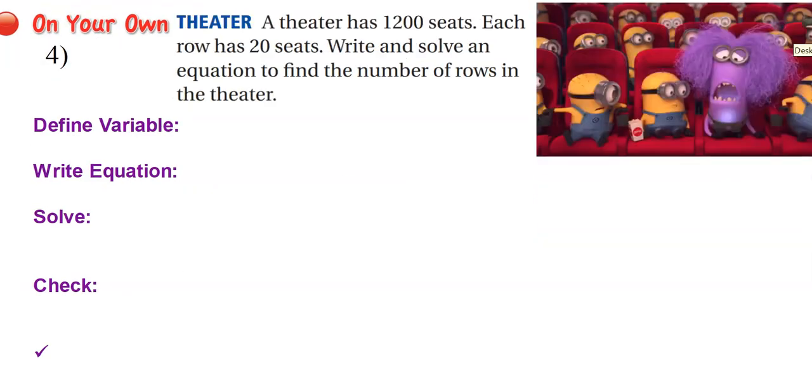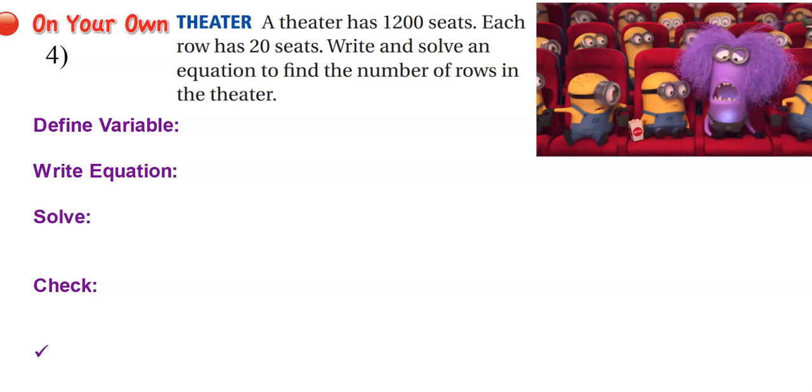Okay, here's an OYO. This time you might want to think about the area model and a rectangle. I use a theater example just to get an idea of the rows and columns can be like the length and width of a rectangle. So a theater has 1,200 seats. Each row has 20 seats. Write and solve an equation to find the number of rows in the theater.